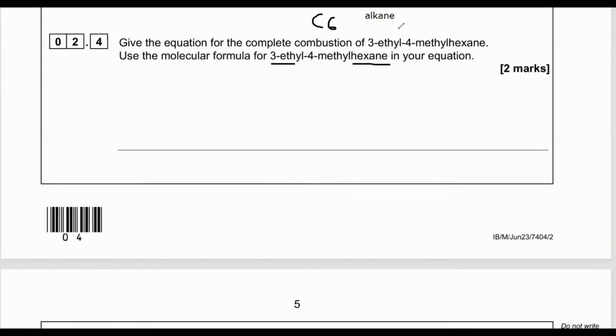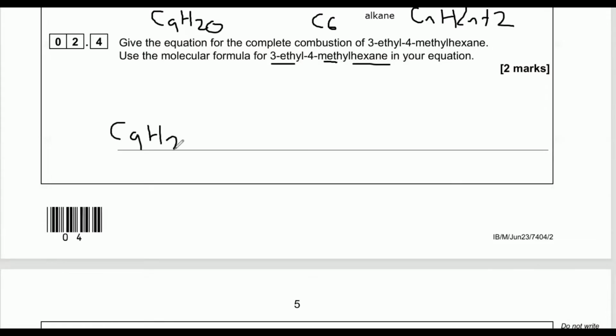Okay, well, we know it's an alkane because of the name. It ends in ANE. We can also work out how many carbons. Hexane would have 6, but it's got a 3-ethyl and a 4-methyl, so it's got 3 extra carbons, so it's C9. Now, you might remember the general formula for alkanes is CnH2n+2. So if it's C9, it's going to be H20. Now, we could have just worked it out by going through the skeletal formula, but it's easier to work it out like that.